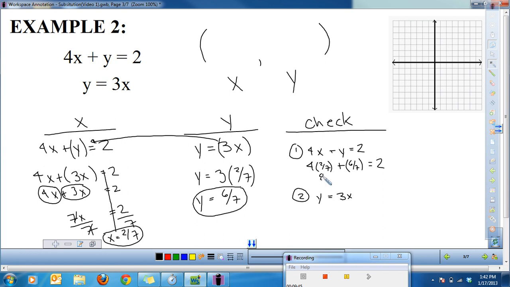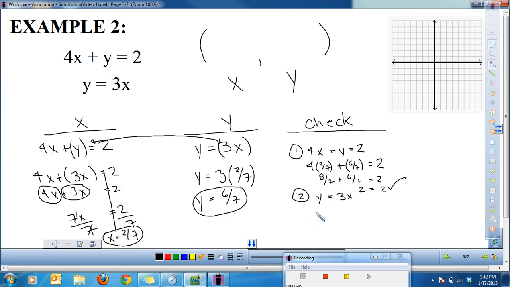4 times 2 over 7 is 8 over 7. Plus, bring down my 6 over 7. And if I add 8 over 7 and 6 over 7, I get that 2 is equal to 2. It works.